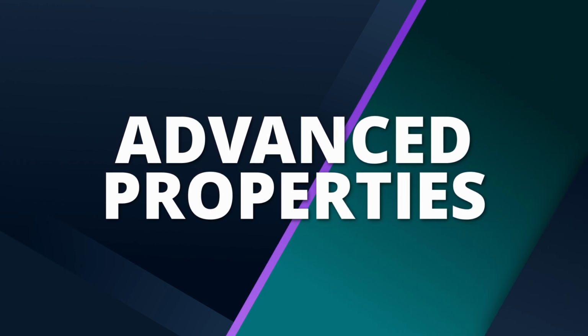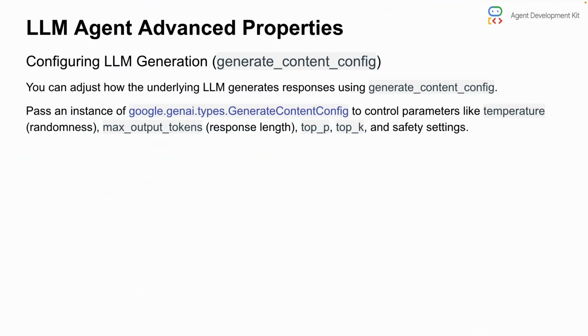Now let's see some advanced properties that are supported in an LLM agent. First is generate content config. You can adjust how the underlying LLM generates responses using generate content config. Pass an instance of google.genai types GenerateContentConfig to control parameters like temperature, max output tokens, top P, top K, and safety settings.